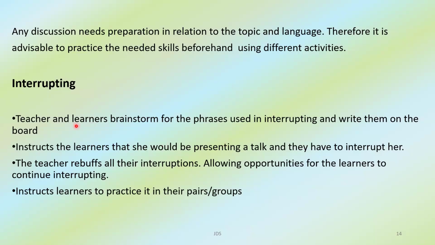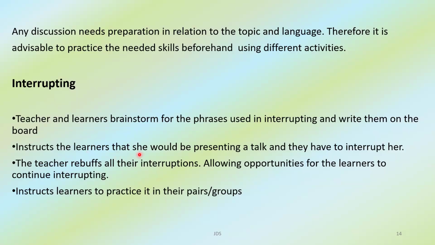See how this is done? Teacher and learners brainstorm for the phrases used in interrupting. They are intending to teach interrupting. So to interrupt a person, what can be the words or phrases that we can use? Sorry, can I have a word? Excuse me. So those are the words and phrases that we usually use. Write them on the board. So everything they are using to interrupt is listed on the board.